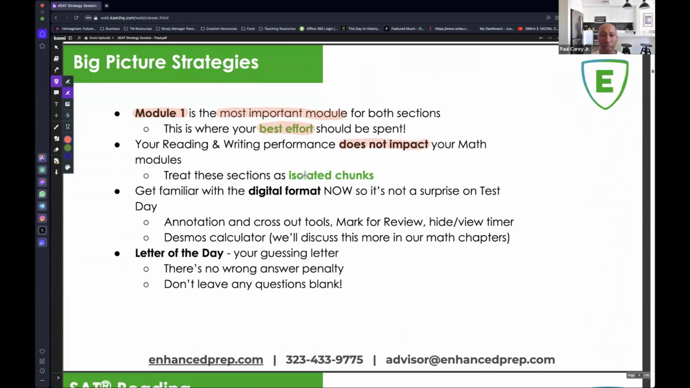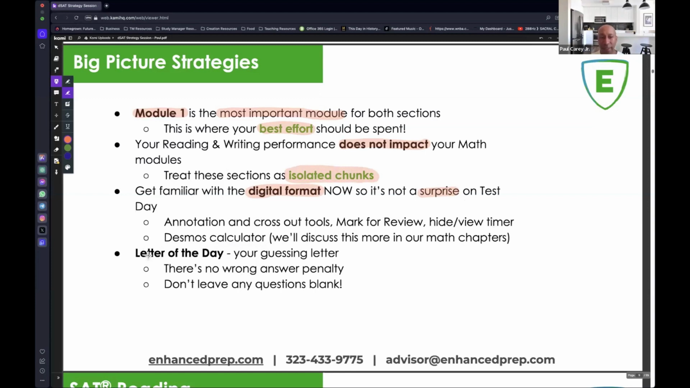Okay, treat these sections as isolated chunks, right? So they all are individual. Don't worry about them being combined. And then get familiar with that digital format as we talked about before, right? So you don't want to have a surprise on test day. Okay. Annotation tools, cross-out tools, the mark for review, the hide, the timer. Again, that Desmos calculator. Just want to make sure that you're as comfortable as possible when you're going through this.